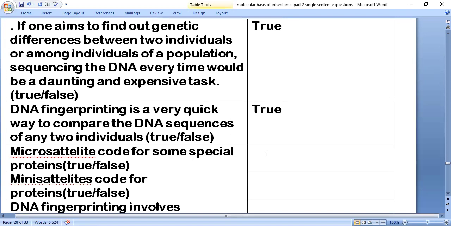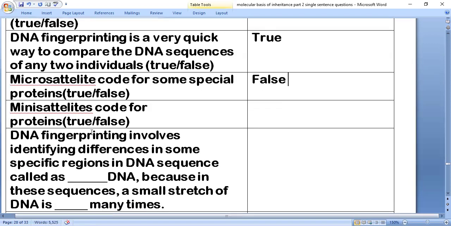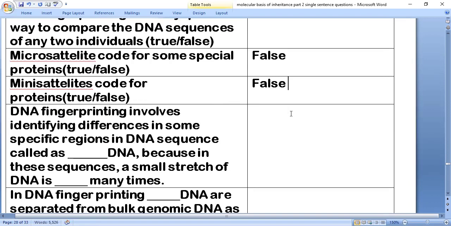Microsatellites code for some special protein. True or false? False. They do not code for any protein.